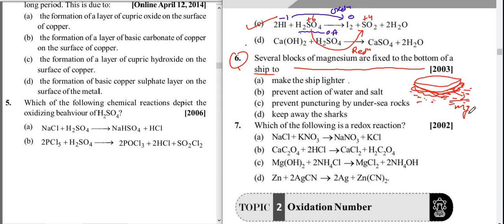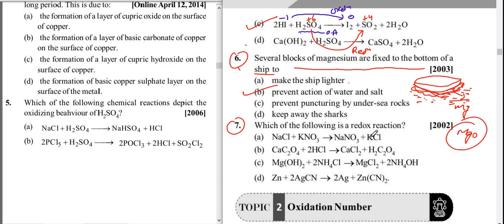Magnesium is more reactive, so first the magnesium will get oxidized, forming magnesium oxide, which is a strong layer, so further reaction cannot take place. That's why we are using magnesium. So preventing action of water and salt, yes, this is the correct option. Prevent puncturing by undersea rocks, it is not that strong, it's normal. Keep away the sharks, no. So B is the option. Right, next question number 7.